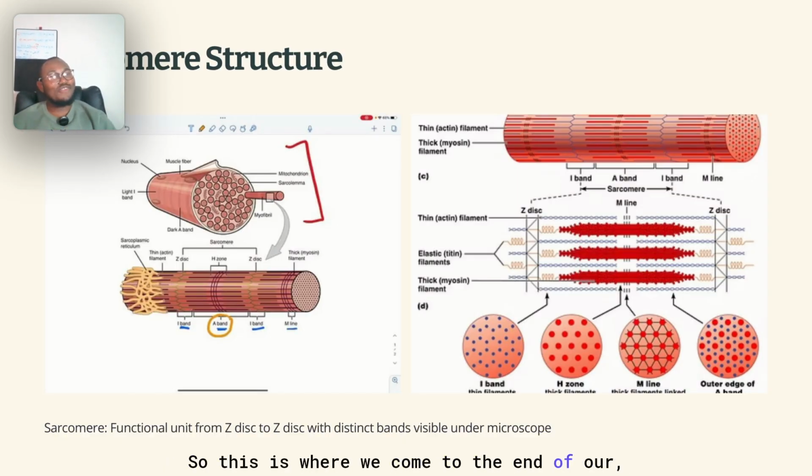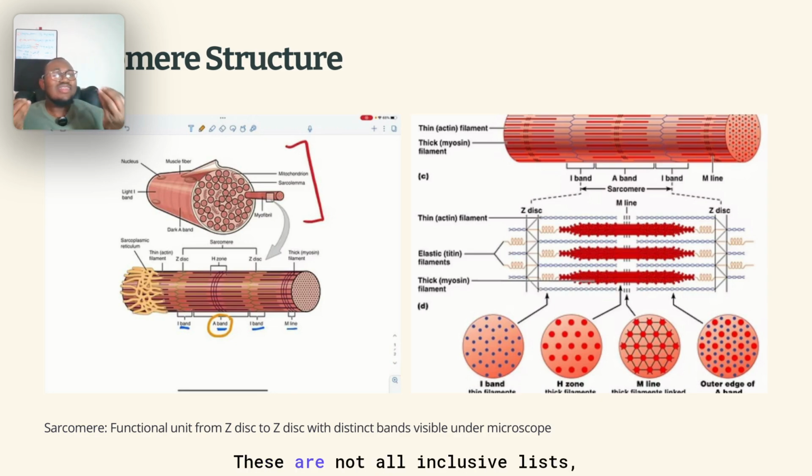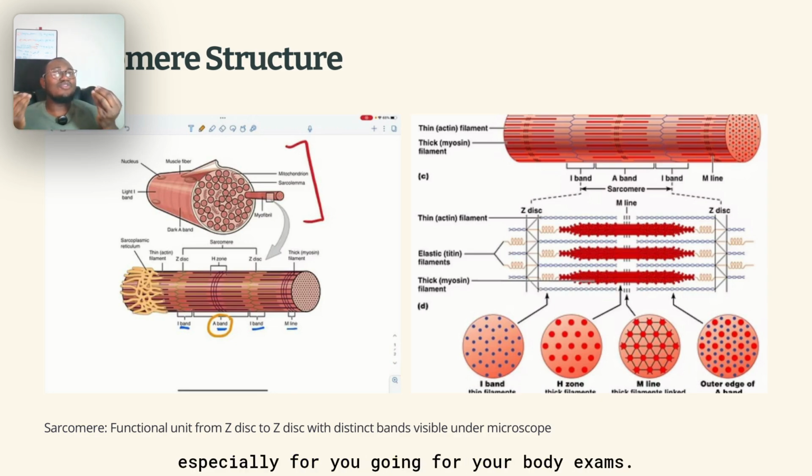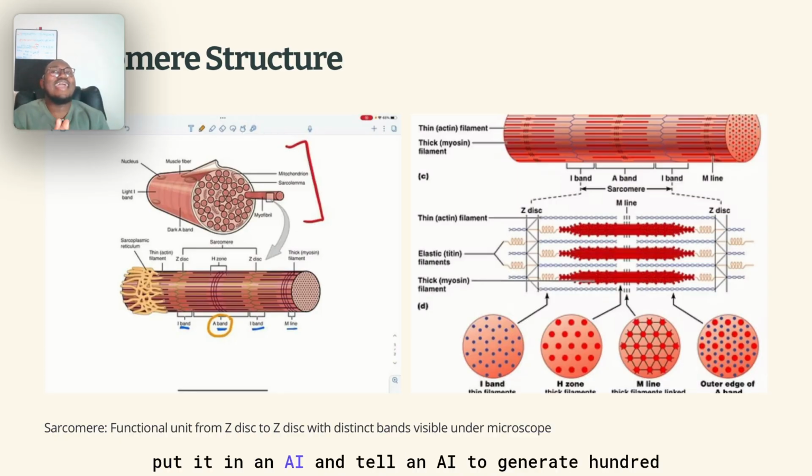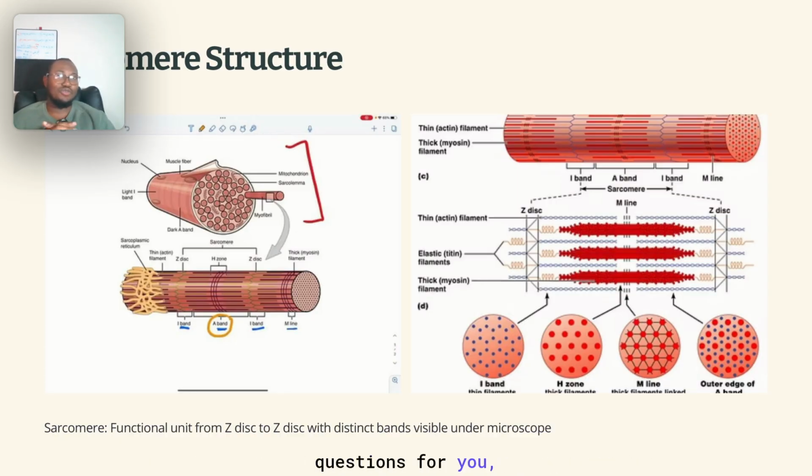So this is where we come to the end of study for today. We've discussed more than 60 questions, and I wasn't naming the questions, I wasn't numbering them, but I need you to know these are not all-inclusive lists, especially for you going for your board exams. I want you to take time to find out more questions. You can take this topic, put it in an AI, and tell the AI to generate 100 questions for you. The more questions you attempt, the better for you. Look for question banks and answer most of these questions. By so doing, you'll be well prepared for your exam.